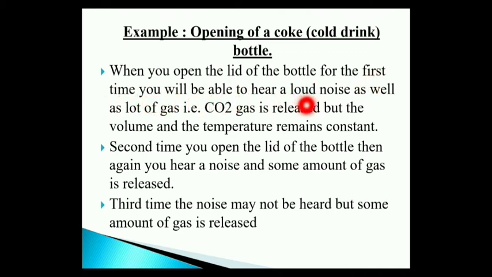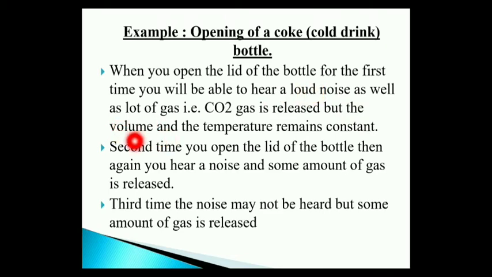When you are opening a cold drink bottle for the first time, you will hear a loud noise, right? A lot of gas, that is carbon dioxide gas, has been released, along with some amount of air, and some sound is also produced when you are opening the lid of the bottle for the first time.